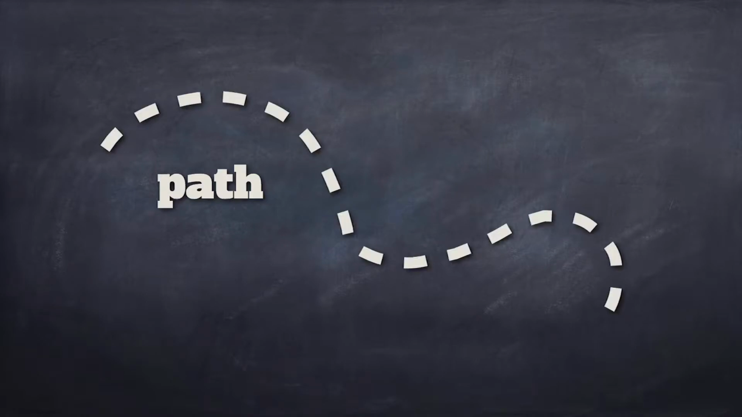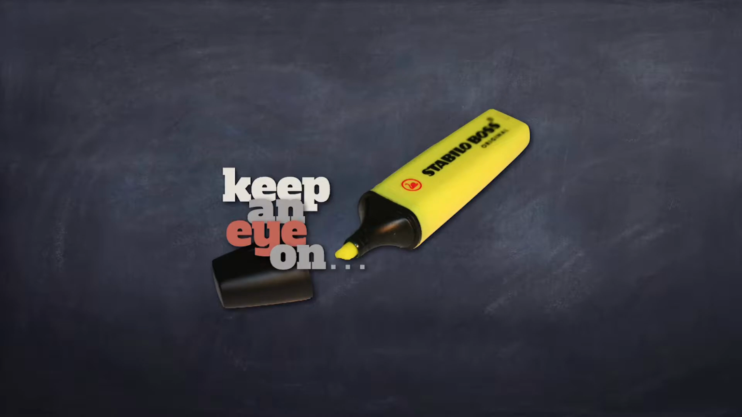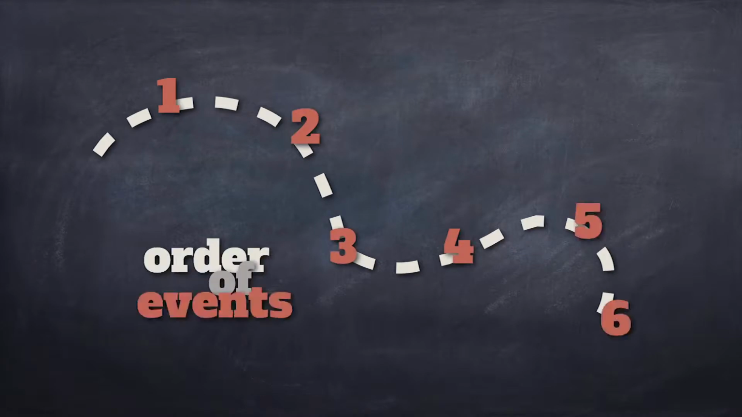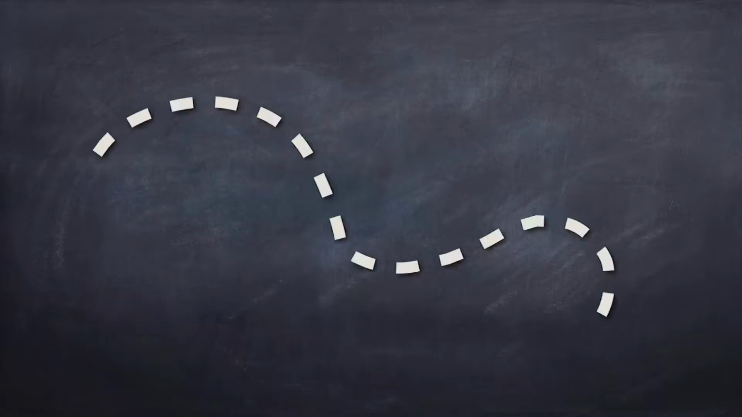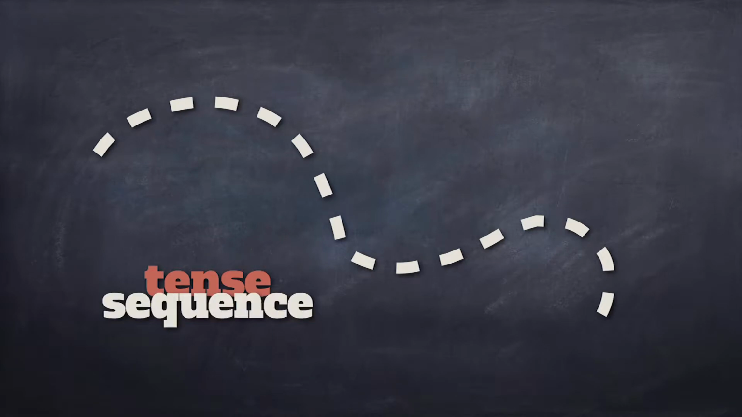When we describe a process, we basically walk the students along a path that leads to a given result. There are a few things we need to pay attention to when describing processes. The first one is the order of events, which we need to make clear and explicit by means of signposting language. The second is tense sequences.